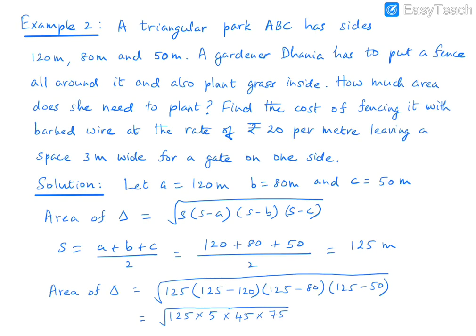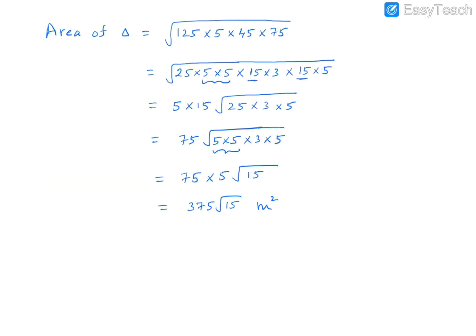The second part of the question is to find the cost of the barbed wire to put a fence all around the park except for a 3 meter space which will be left open for the gate. So we need to basically find the perimeter of the triangle and then subtract 3 meters from the perimeter. So that will give us the length of the barbed wire required for the fence. Okay, so I'll just call it the second part here.